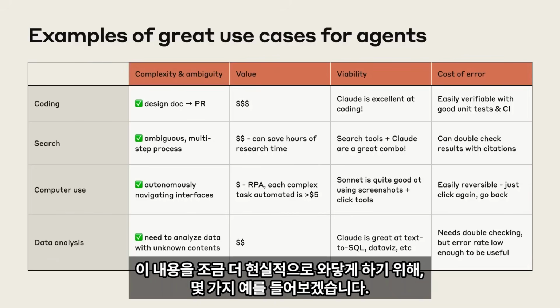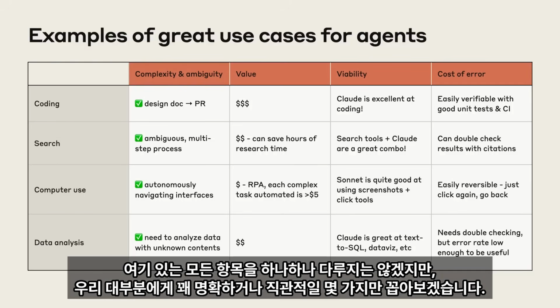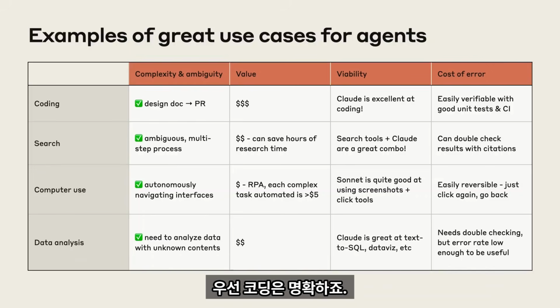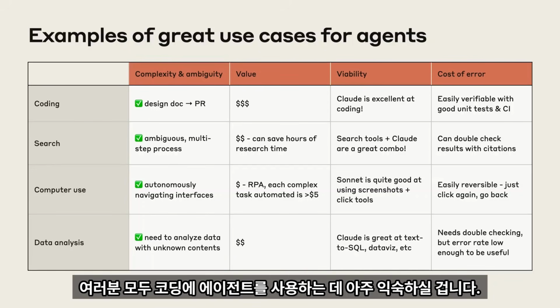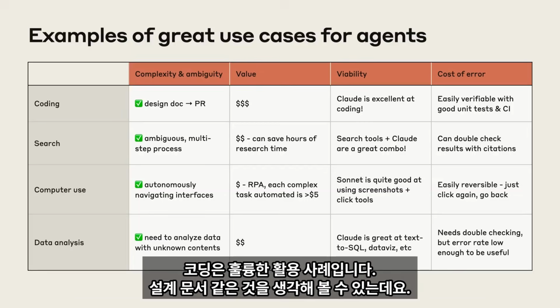So to make this a little bit more real, we'll talk about a few examples. I'm not going to go through each single one of these, but let's pick out a few that will be pretty clear or intuitive for most of us. So coding, obviously. All of you are very familiar with using agents in coding. Coding is a great use case.